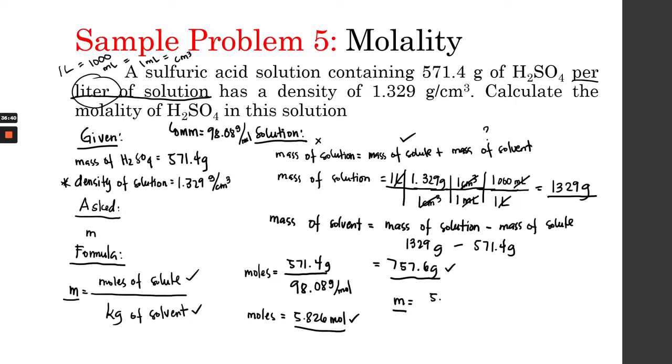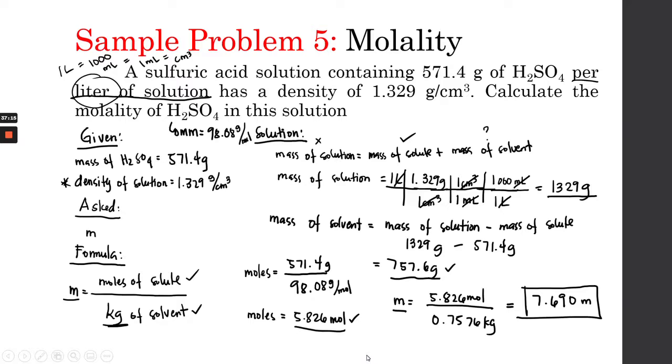So we have 5.826 moles divided by 757.6 grams, which is equal to 0.0076. What we need, again, remember, we need kilograms, not grams. So that is equal to 7.690 molal. So that is the molality concentration of this solution.